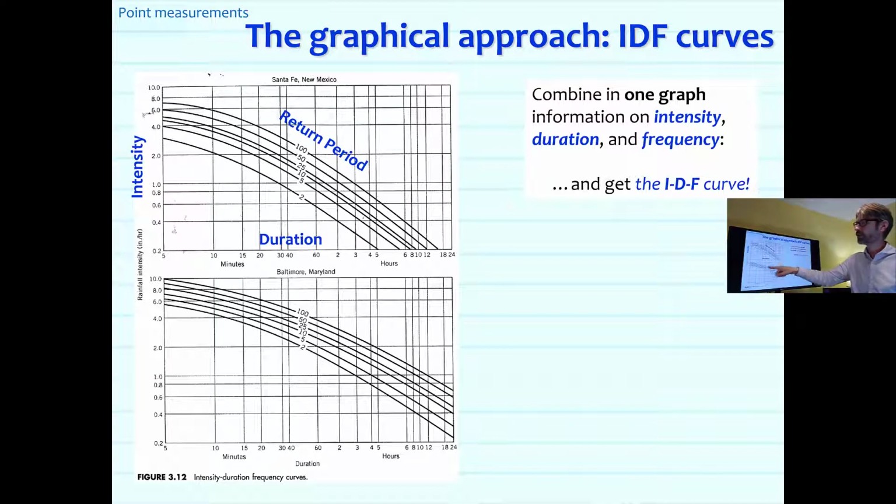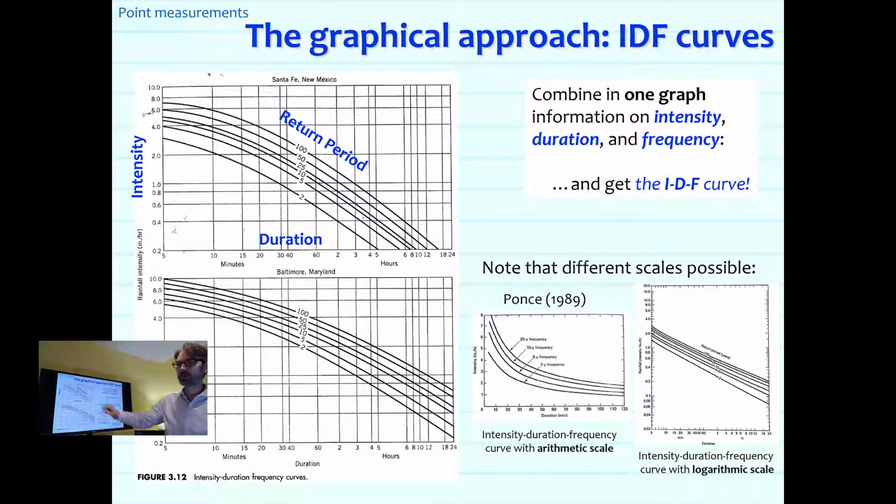Notice there is a significant difference as we go from one location to another. Santa Fe has typically lower intensities than Baltimore. This is East Coast, this is fairly arid, and the storms tend to last significantly longer in Baltimore than they do in Santa Fe. Here you can see, even with a 100-year return period, we don't get to 24-hour storms.